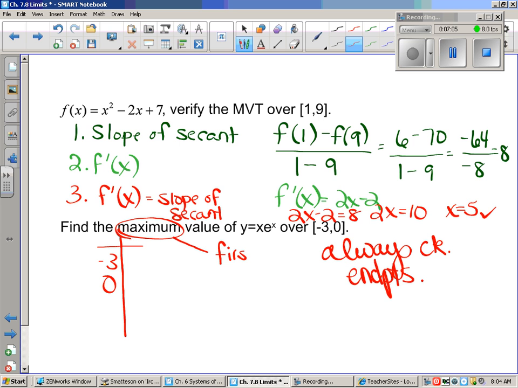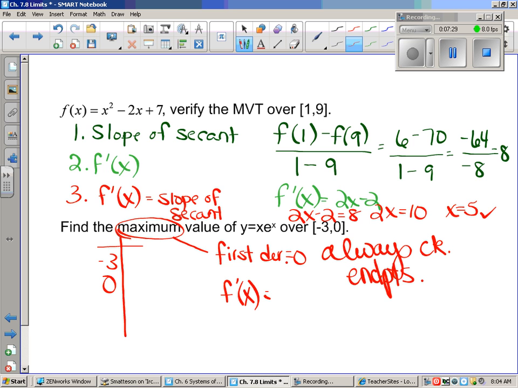Also, in addition to that, you know that our max and mins occur where our first derivative equals 0, right? That's your points of horizontal tangency, because that's where a maximum or a minimum would occur, and then it would curve to go the opposite direction. So I am going to have to find f prime of x. There's a couple parts to this.